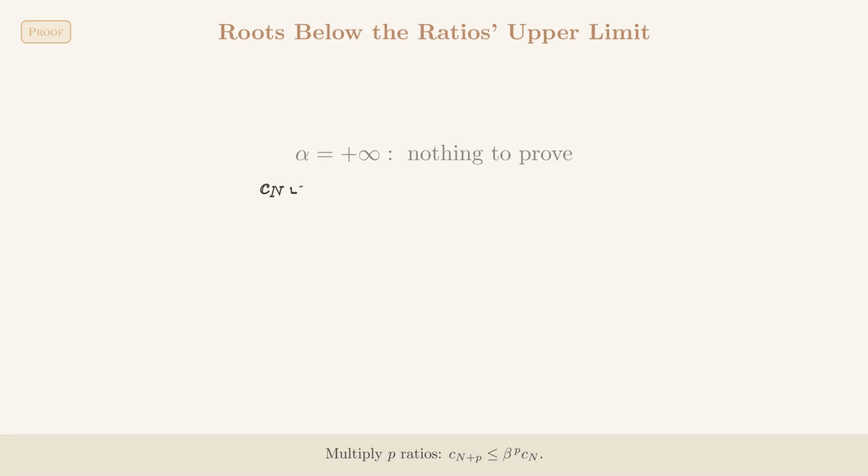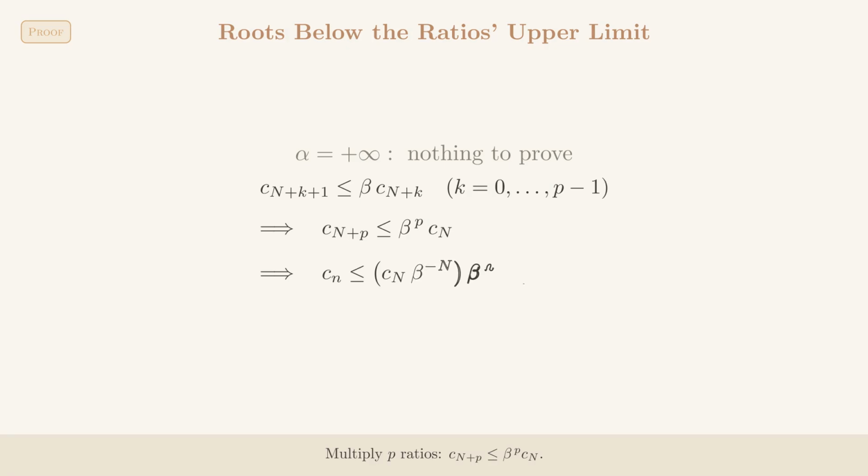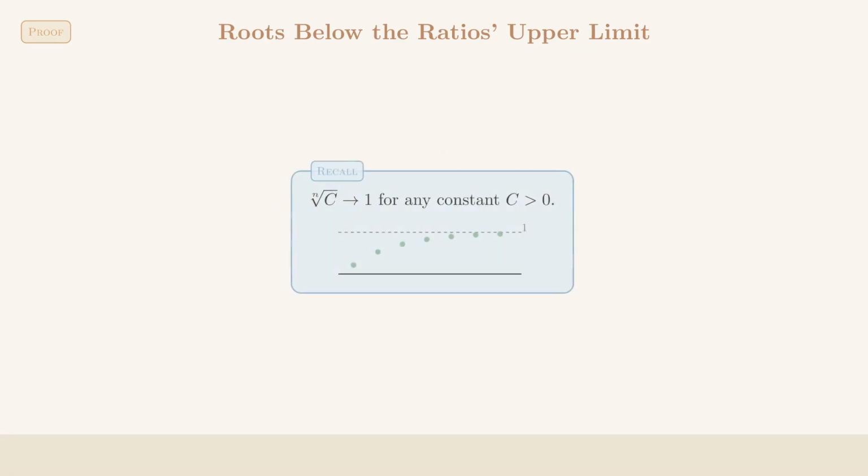For each step past n, the ratio is at most beta, so each term is at most beta times the previous one. Multiplying p of these together, the term p beyond n is at most beta to the p times the starting term. In terms of n, every term past n is at most a fixed constant times beta raised to the nth power. Recall that the nth root of any fixed positive constant tends to 1.